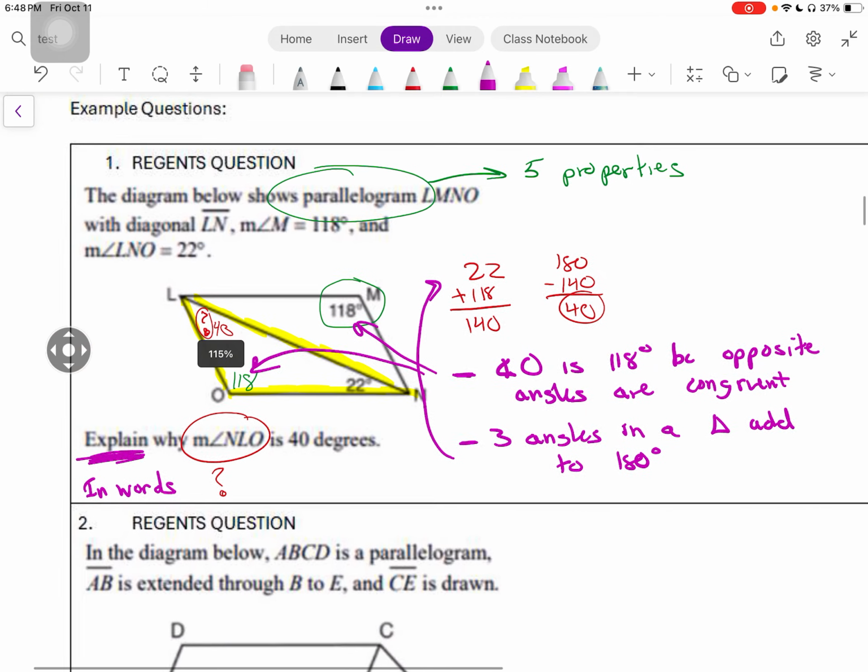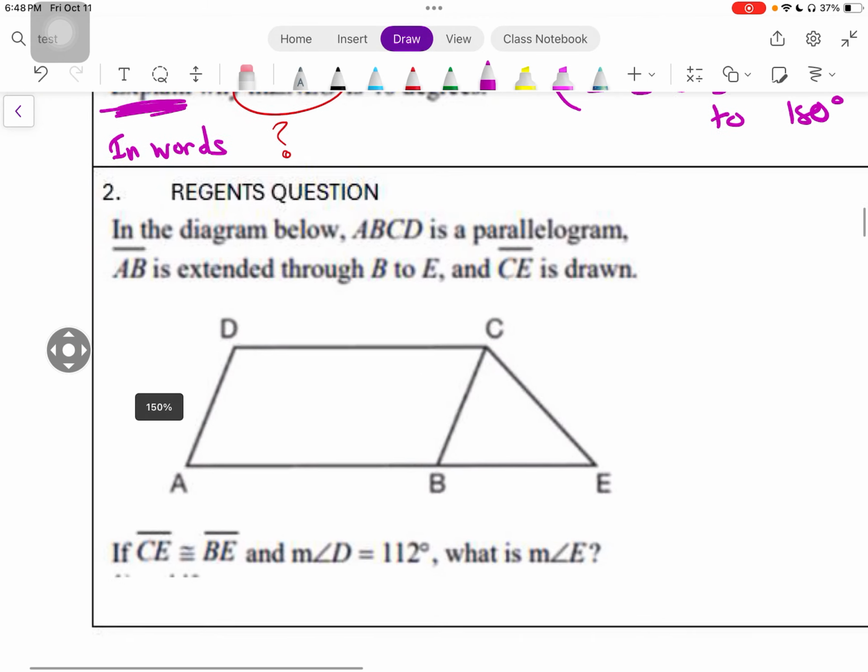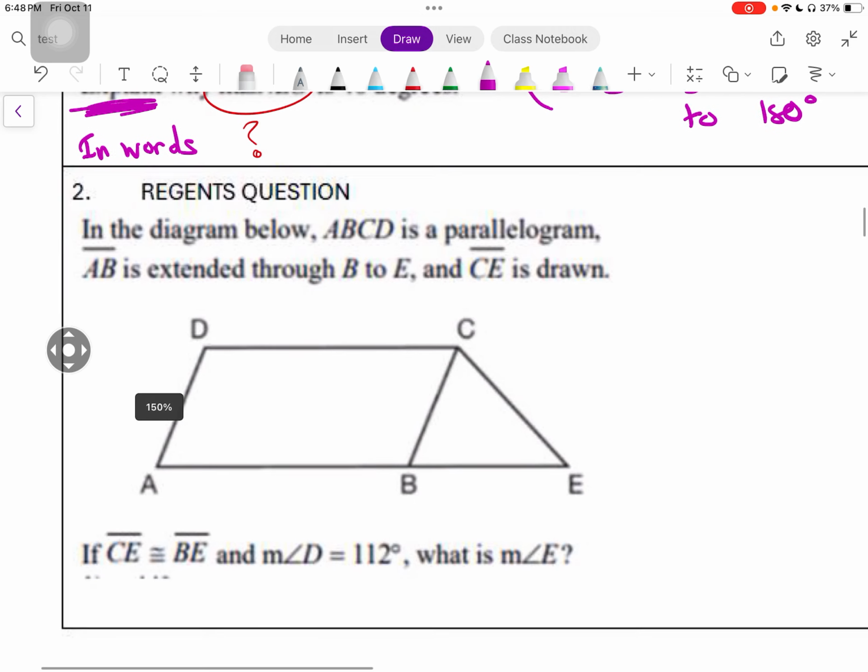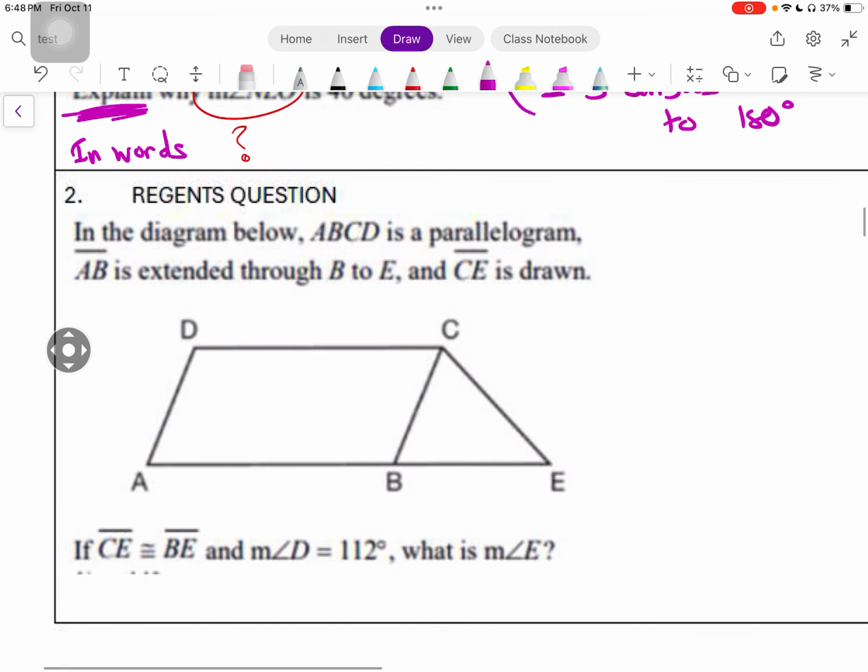Right. Next Regents question. Again, this one comes up all the time. They love this as a multiple choice question. We're going to do it as part 2, but it's the same concept. So again, I see this word parallelogram, which tells me 5 properties. I got to know my 5 properties. I might not use all 5 of them. I got to know what they are.